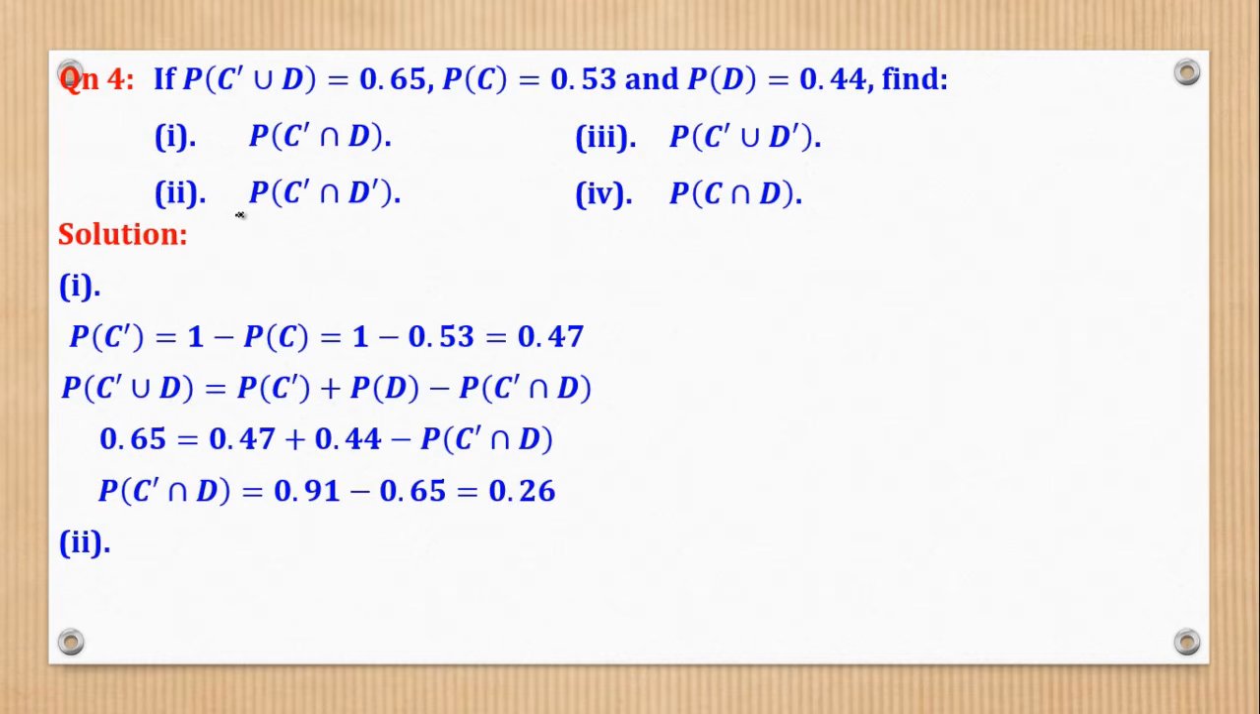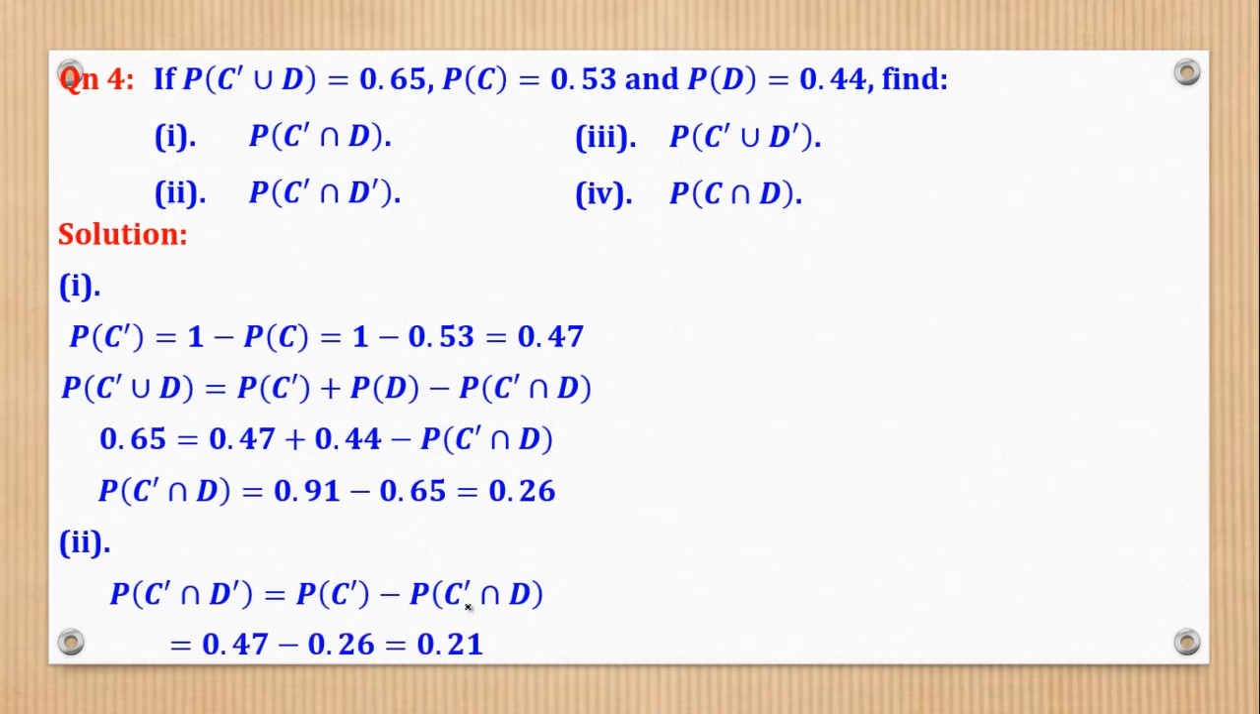Then for Roman 2, they want probability of C complement intersection D complement. From the contingency table, I realize that this is equal to this minus this. I can either, like I told you, use set theory or the contingency table, or I can remember that what is here does not change. Any of the three is okay. So this is this and this is this. Therefore, when I subtract, I'll come up with 0.21.